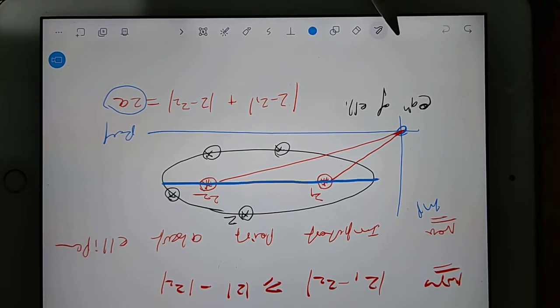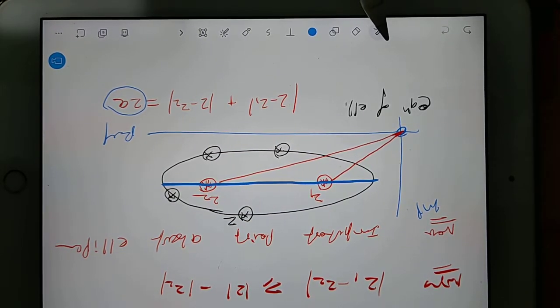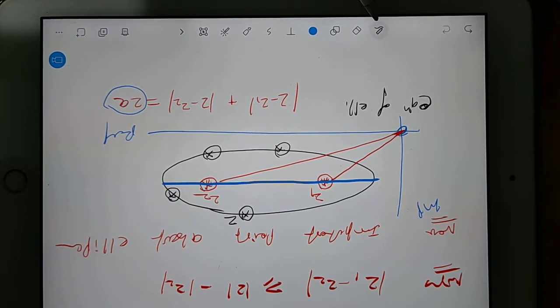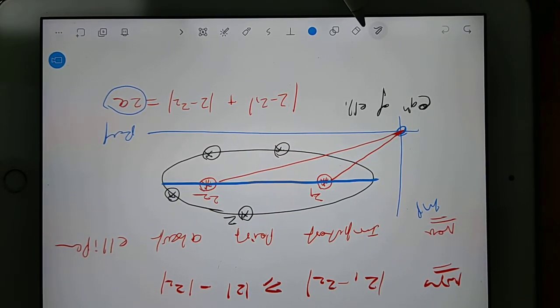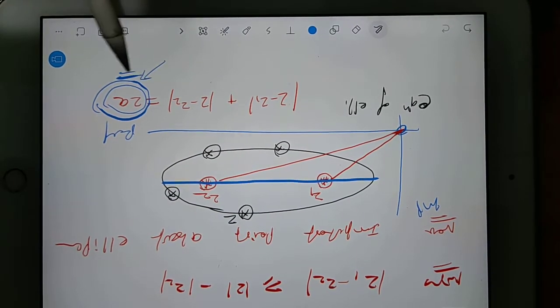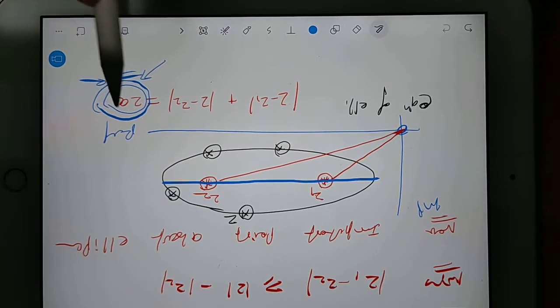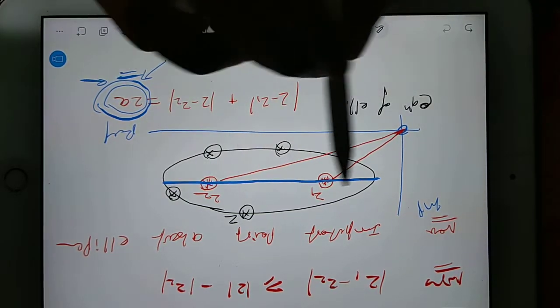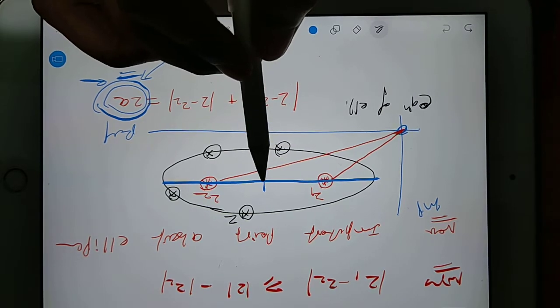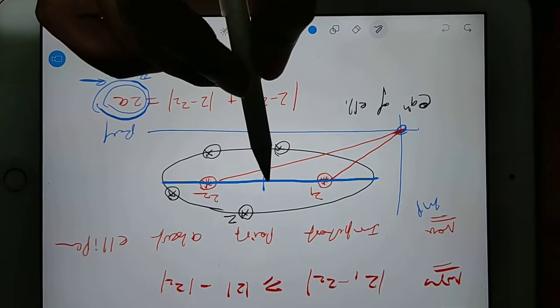This may help you in future. This constant 2a, what is coming here in the equation, that is nothing but the major axis, like major axis of the ellipse. In ellipse we have major axis, minor axis, right? Not the semi one, not the half, the full.